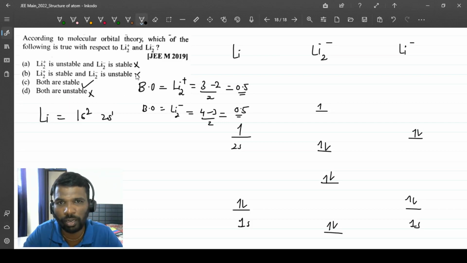If there were a bond order difference, say Li2 plus bond order was higher than Li2 minus, or sorry, Li2 plus bond order is less than Li2 minus, then the first statement would have been correct, but in both cases the bond order is the same. So these are the questions of the molecular orbital theory from the previous years.